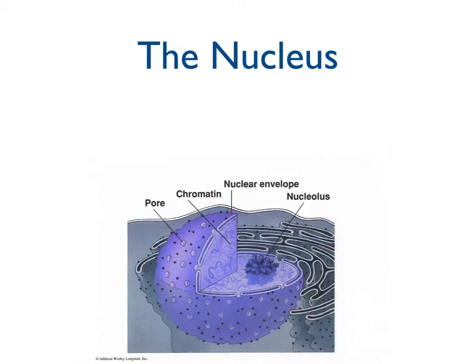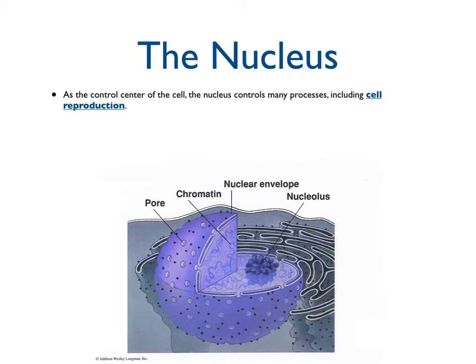Remember, we define the nucleus as the control center of the cell, and one of the processes it controls is cell reproduction. The cells that make up your body have a finite lifespan, so in other words, they don't live forever. But before those cells die, we want to make sure that they've been replaced. So the nucleus is important in regulating this process of cell reproduction.